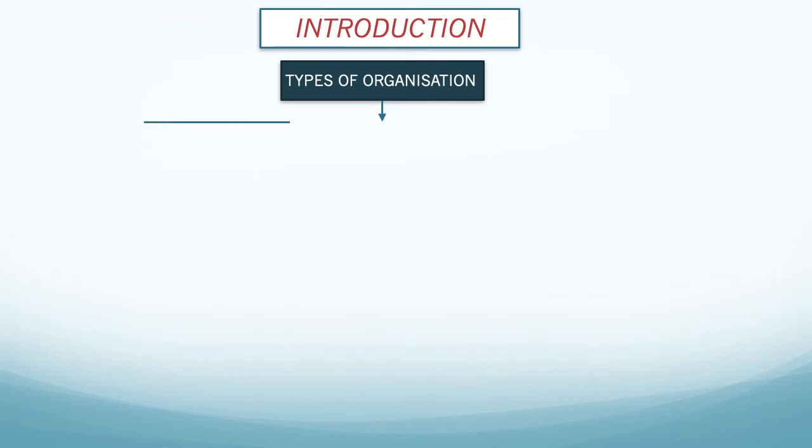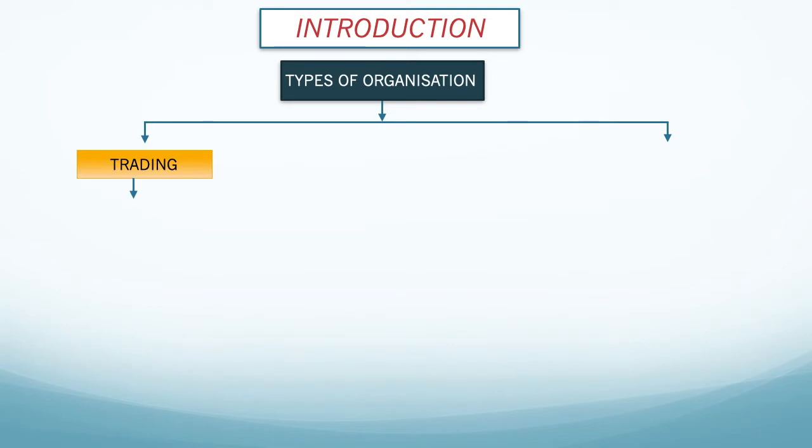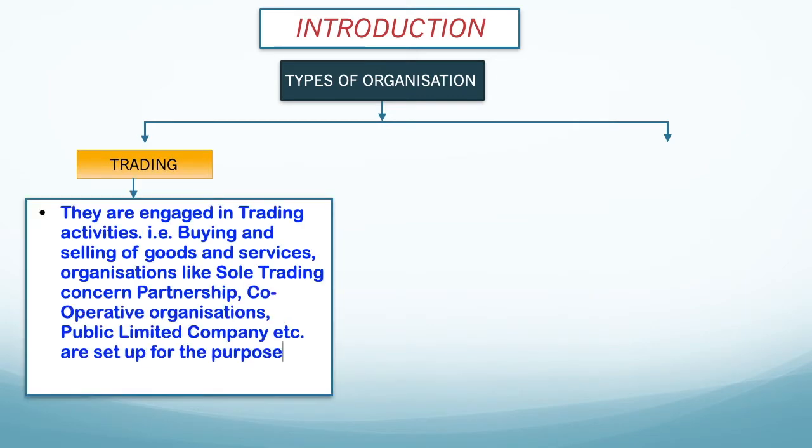of organization, right? That is trading organization and non-trading organization. The trading organization means the association or organization which are engaged in the buying and selling of goods and services, like sole trading concern, partnership firm, cooperative organization, public limited companies, etc., which are set up for the purpose of making profit. This is all you have already learned in S.Y.J.C OCM chapter on types of organization.